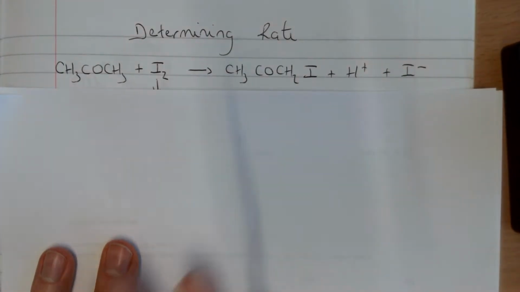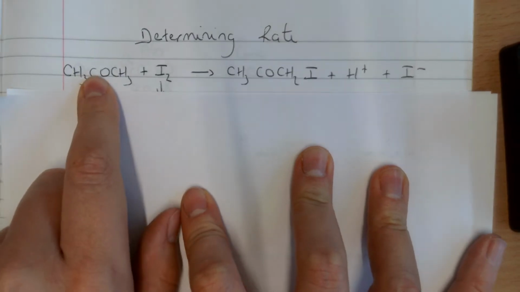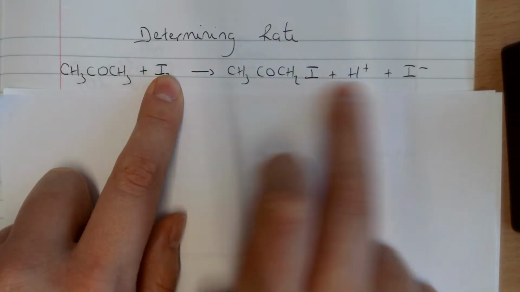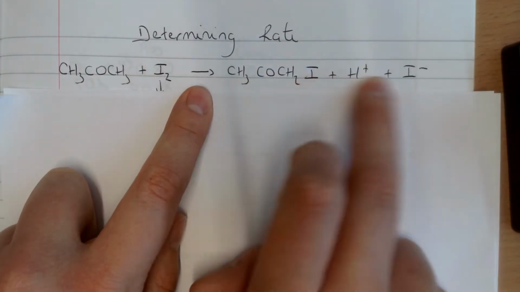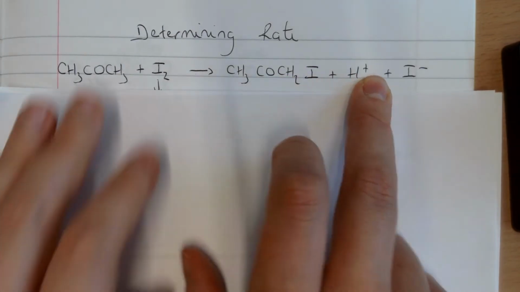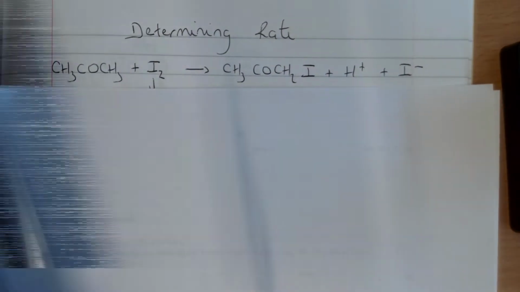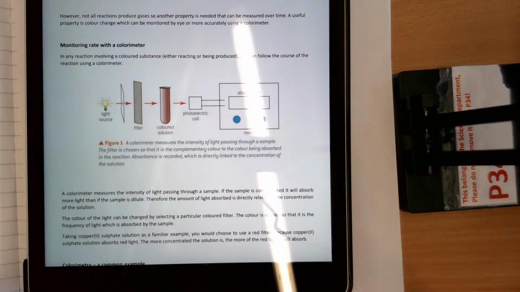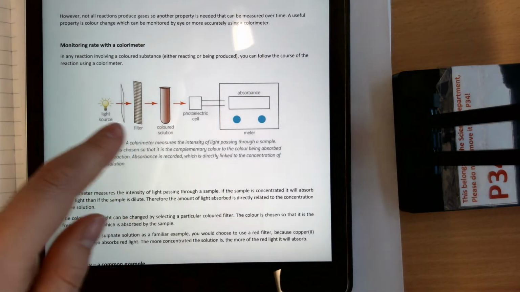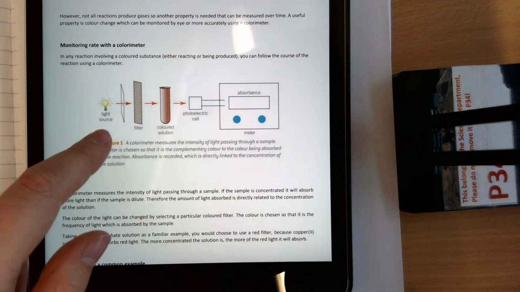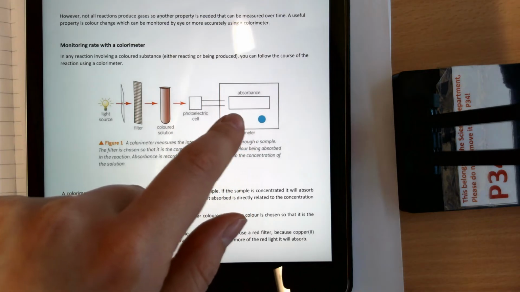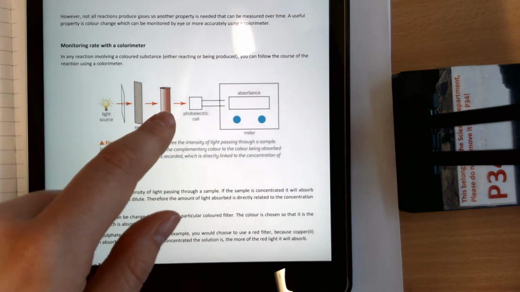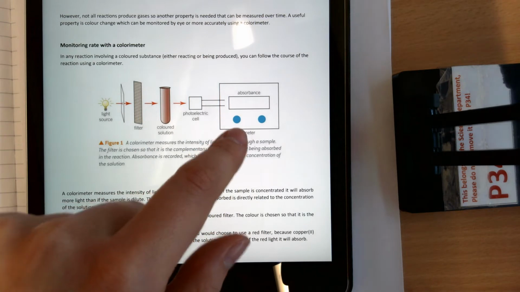So I've got a common example written here of a reaction that will use colorimetry. I've got a ketone, propanone, reacting with iodine to form the following products. And none of these products are gases, so I need a different method. If we look at what colorimetry is, we don't need to understand the physics behind this. All we need to know is that coloured solutions are able to absorb light, and you can then track that absorbance. The more concentrated the solution is, the more light it can absorb.